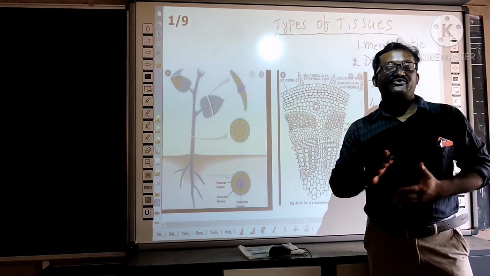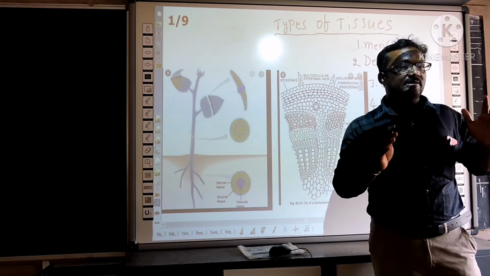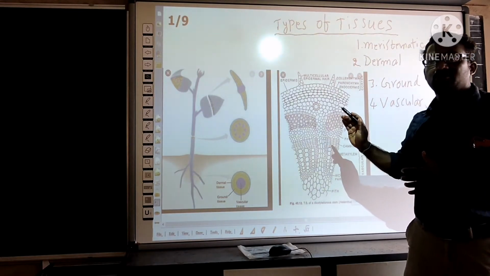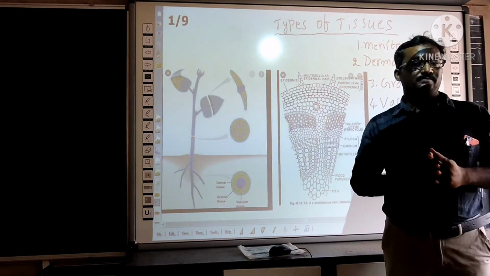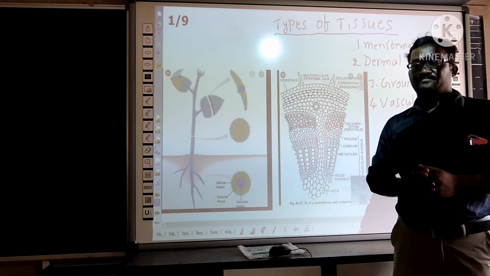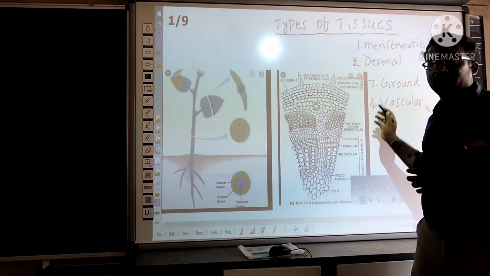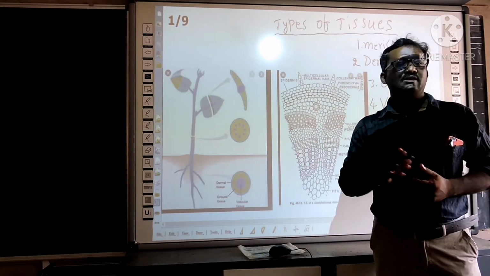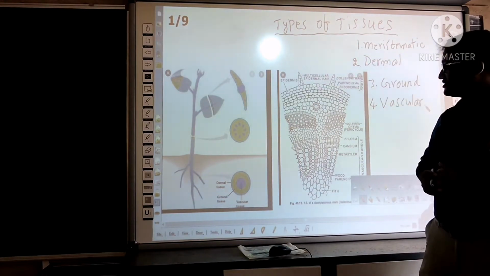Like this, different tissues perform different functions. Here you have to remember one point. The cells in each type of tissue consist of a unique structure. That structure is based on their function. The arrangement of cells in vascular tissue is different from the ground tissue. Now let us discuss in detail about each type of tissue.